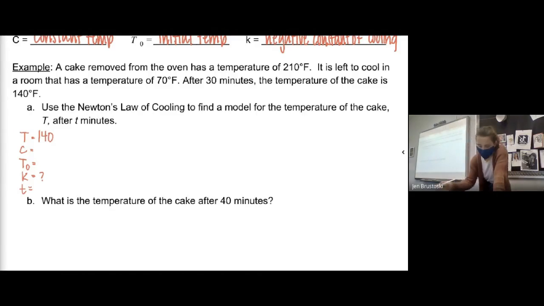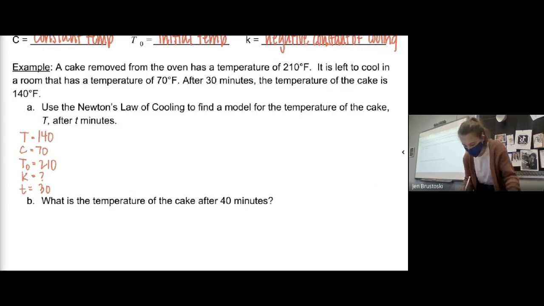All right, what's the constant temperature? Madison? 70 degrees. That's the temperature of the room. It's not changing in this case. You can change the temperature of a room, but when you're baking a cake, it's going to stay the same for that amount of time. Your T naught, our starting temperature, Lily? 210. And then what is my T for time? 30.